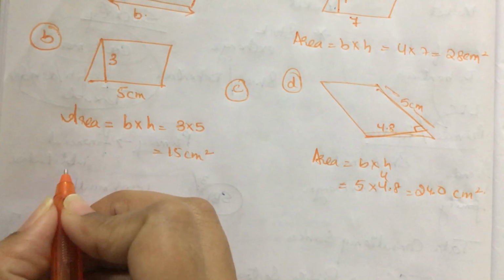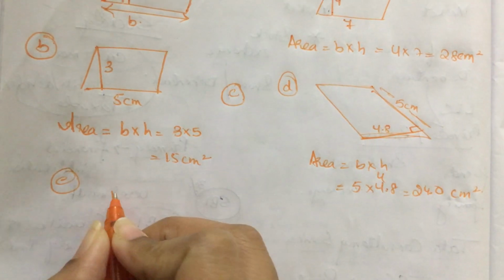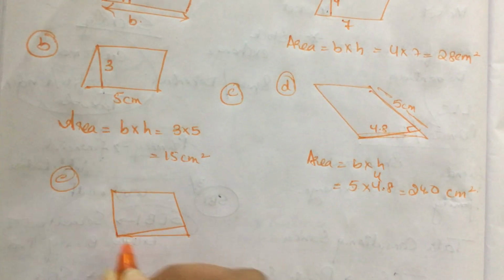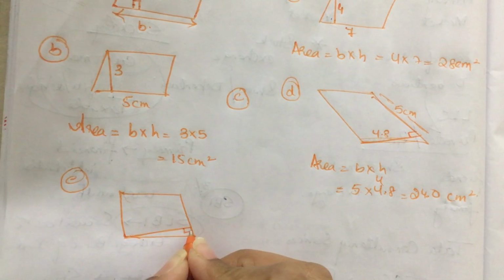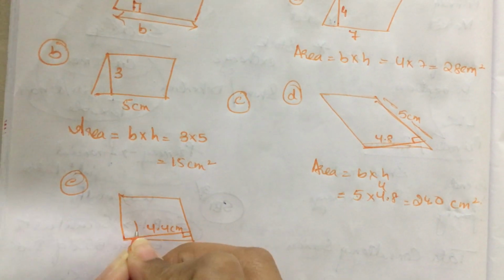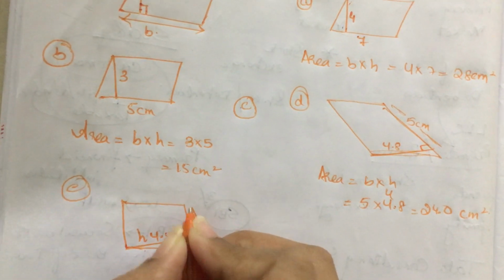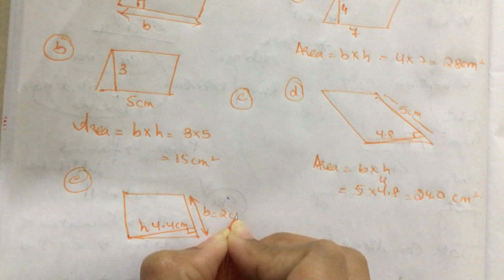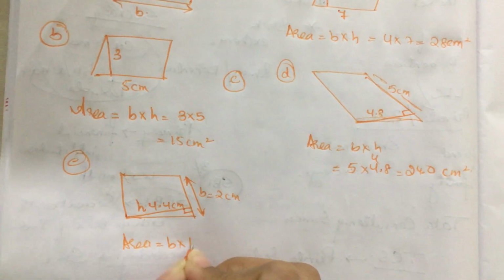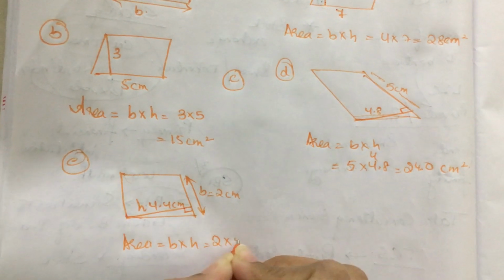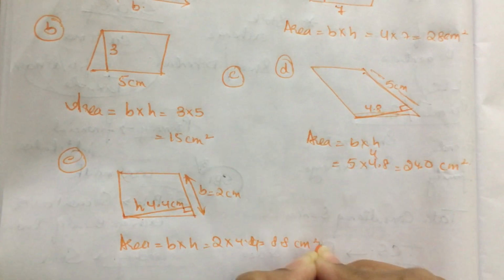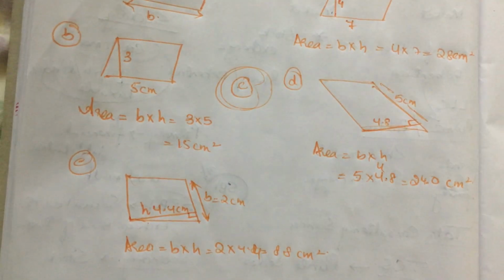Likewise in E they have given the figure, and they have given this height to me, a perpendicular height. They have made this one here. So wherever there is a 90-degree angle being made, that becomes the height. This is the height and this is the base, which is equal to 2 centimeters. So the area is equal to base times height, that is 2 times 4.4, which is equal to 8.8 centimeters square. So here you have to do only C.